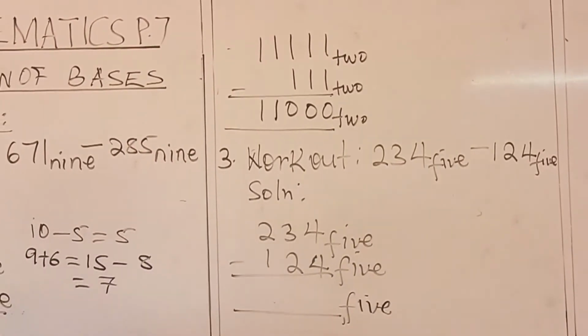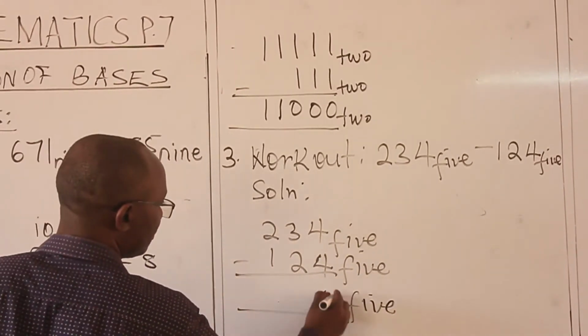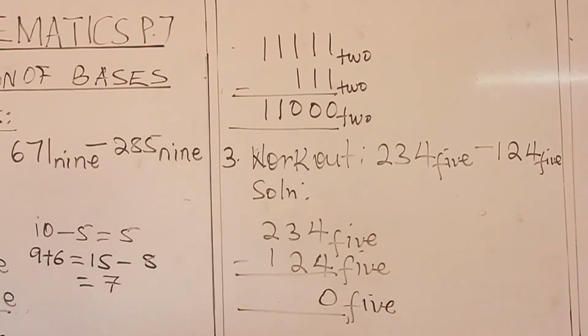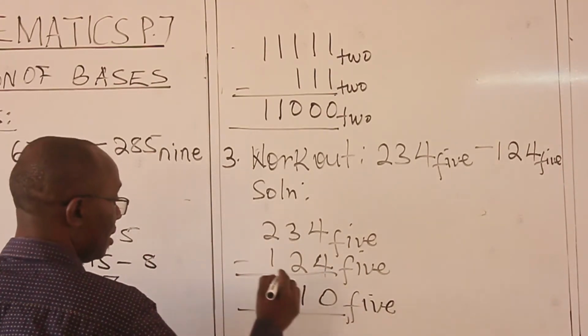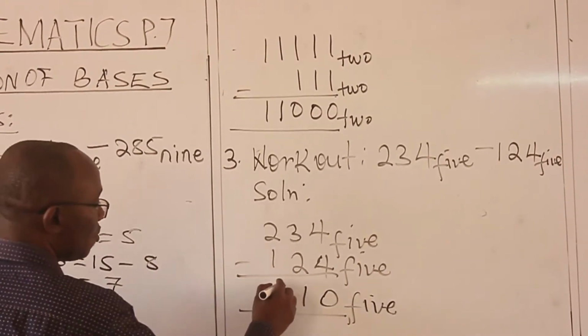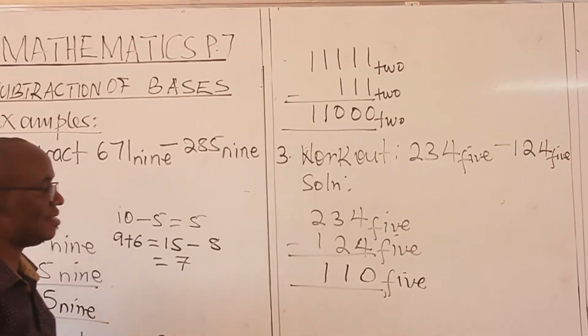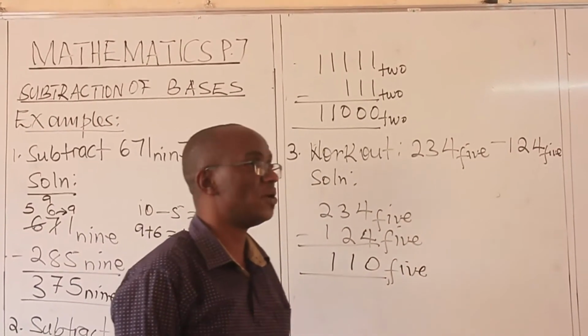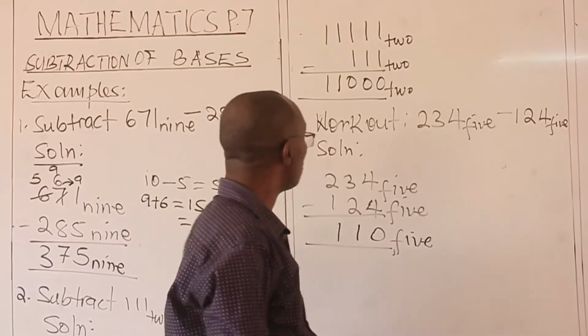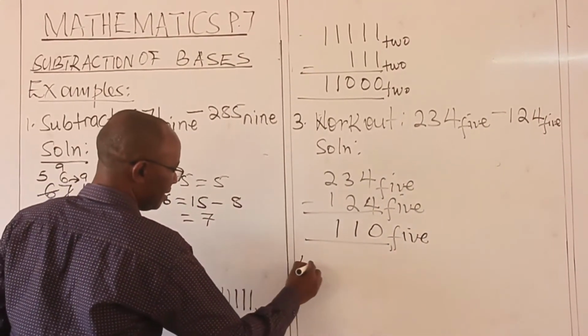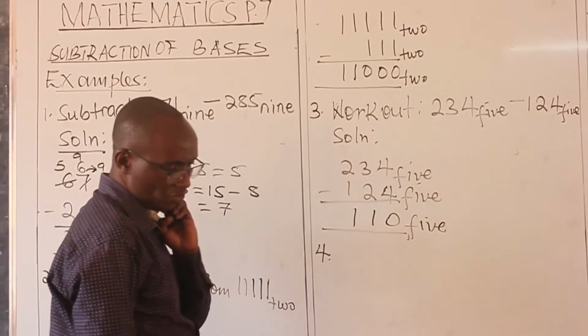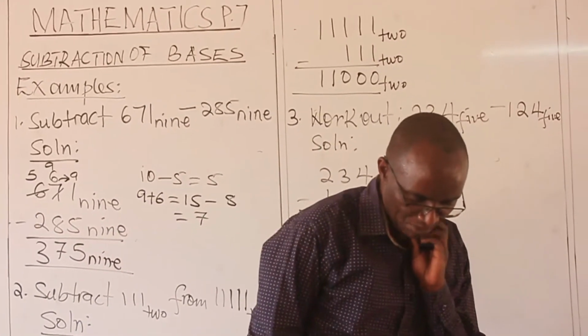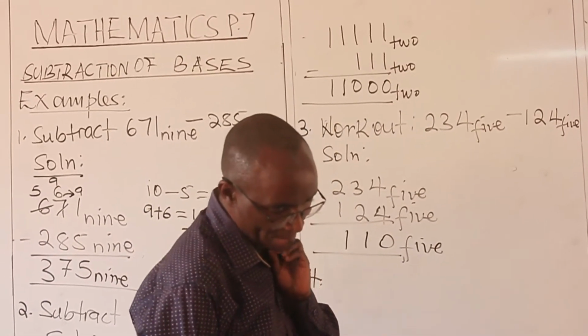So 4 minus 4, that is 0. 3 minus 2, that is 1. And 2 minus 1, that is 1. So our final answer is 110. The base is 5. So now, last example. I think with the last example, most of you will have understood subtraction of bases.